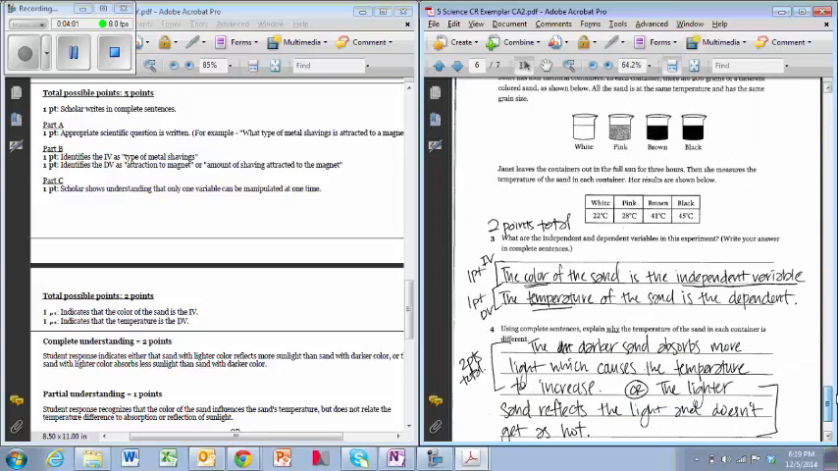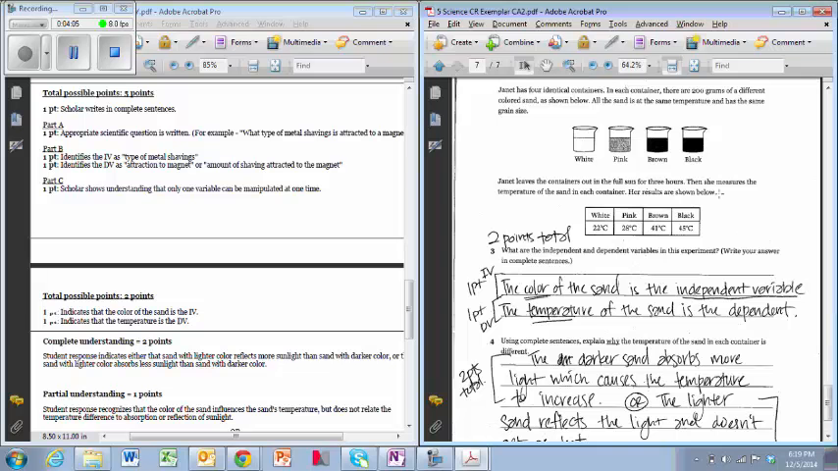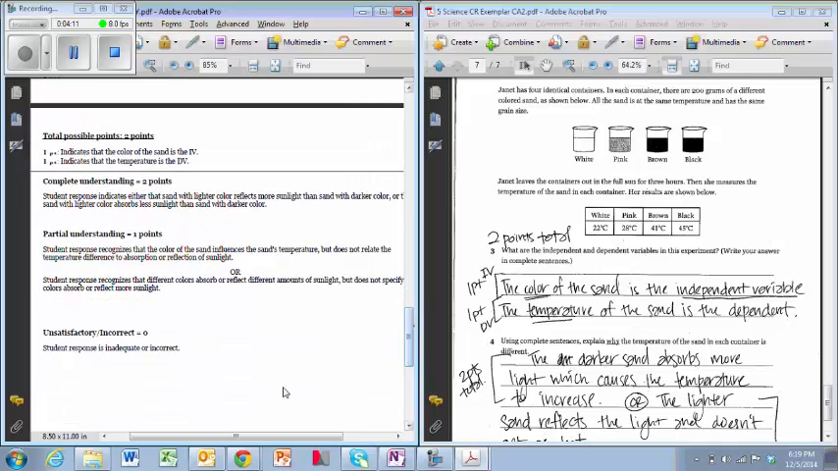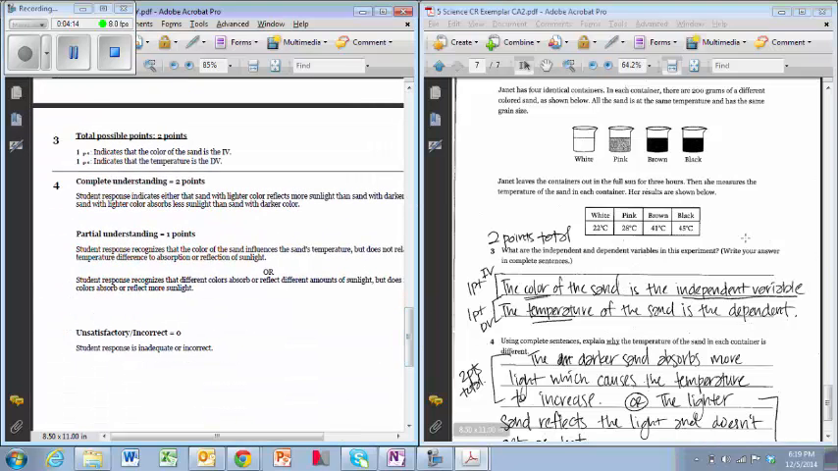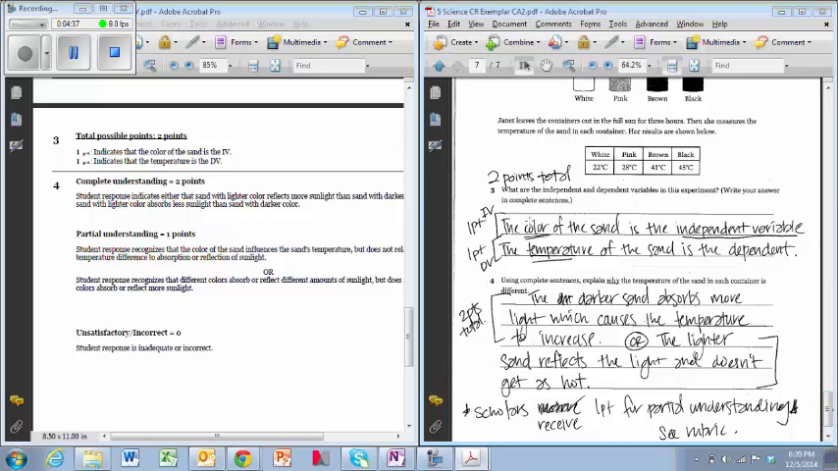So number 3 and number 4 have to do with this sand and temperature experiment. Scholars should read all of this, and then their next step is that they are going to identify what the independent and dependent variables are in the experiment, and then write their answers in complete sentences. So they get 1 point for writing that the color is the independent variable, and then the temperature is dependent on that color.